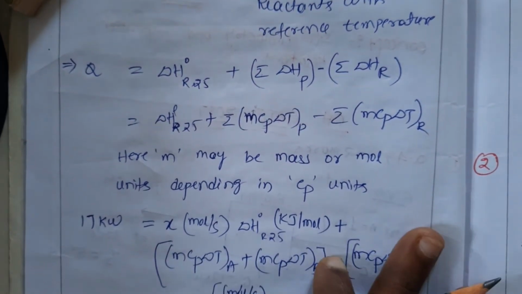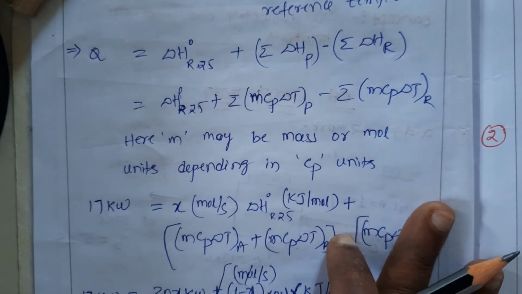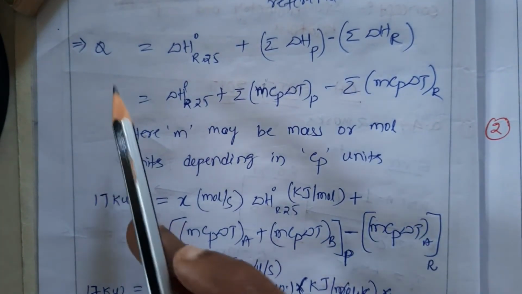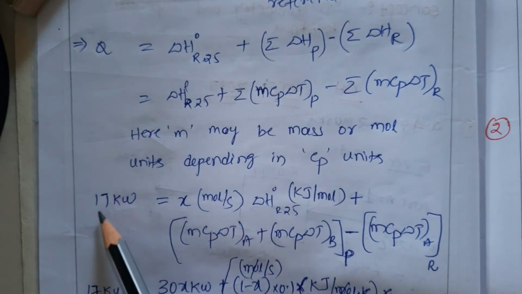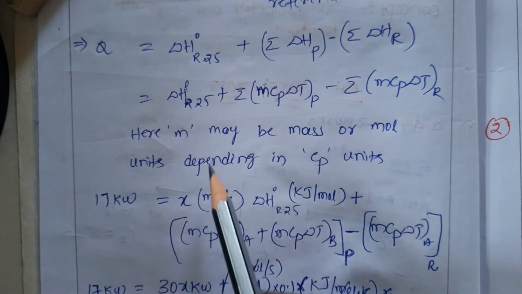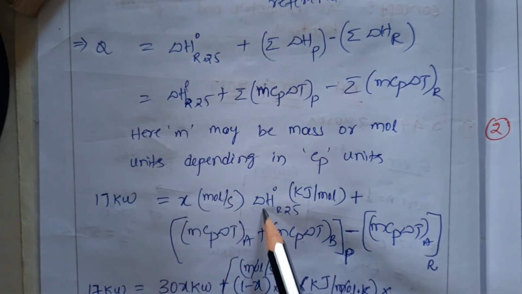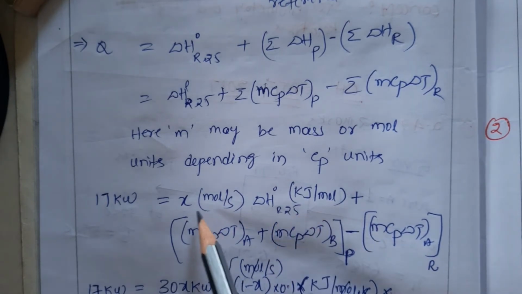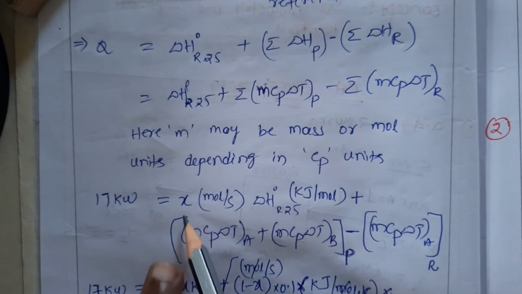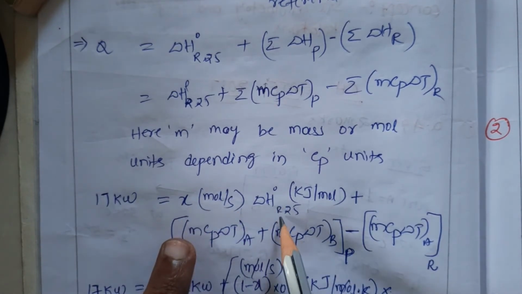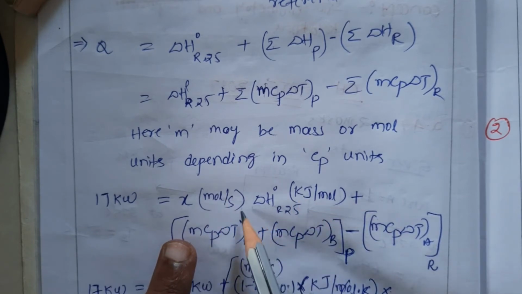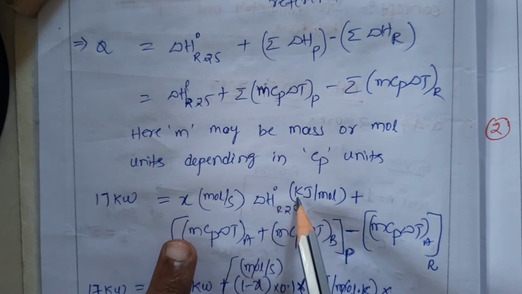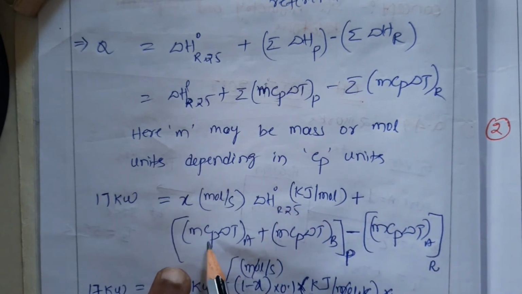So by substituting the corresponding values: in our case the heat is added, so Q will be a positive value, that is 17 kilowatts. Since we have to calculate the heat of reaction at the reference temperature for the moles of reactant consumed, it is x into delta H naught at the reference temperature. The moles and moles get cancelled, it will be kilojoule per second, which is nothing but kilowatts, plus mCp delta T.